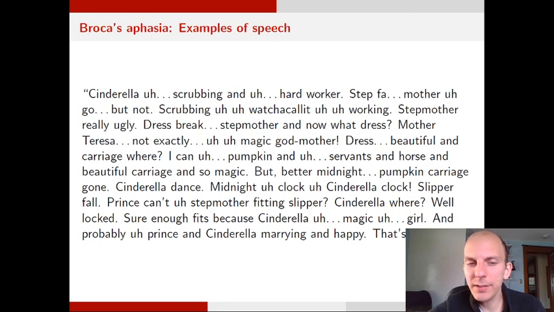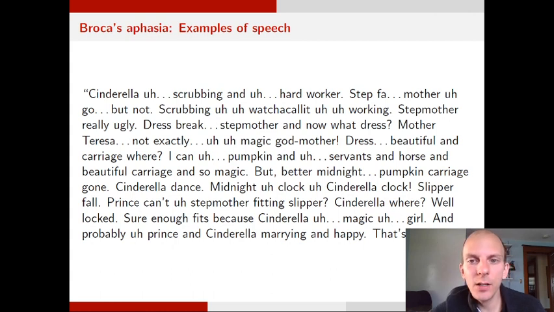So I'll give you a couple examples, and I want to see what you think, what you notice about these different speech patterns that the two types of aphasic patients demonstrate. So here is an example of speech from a patient with Broca's aphasia.